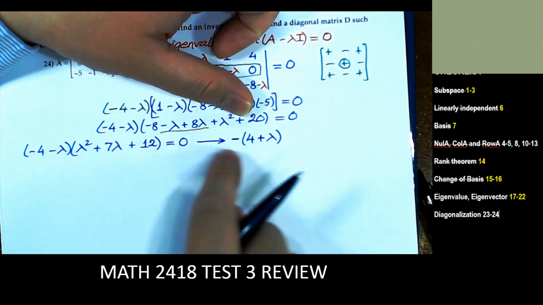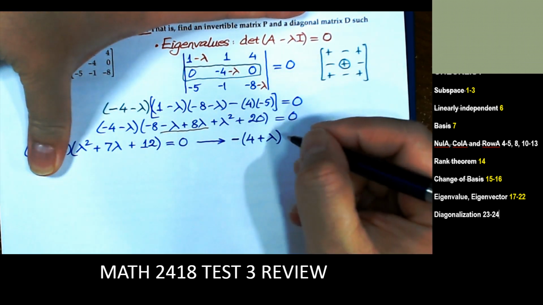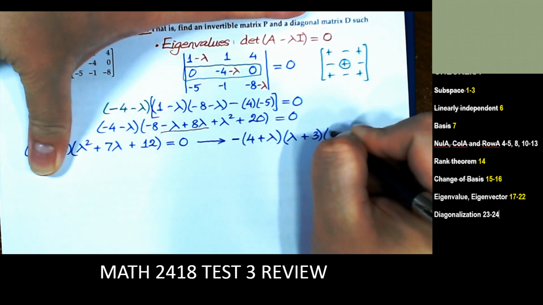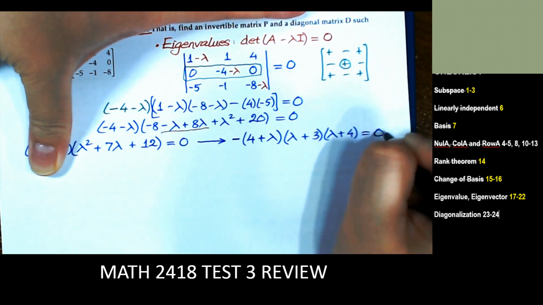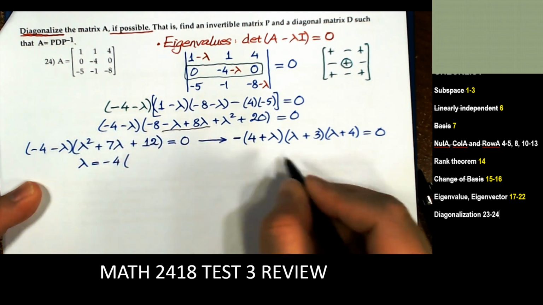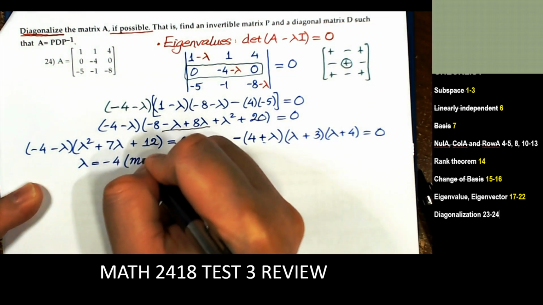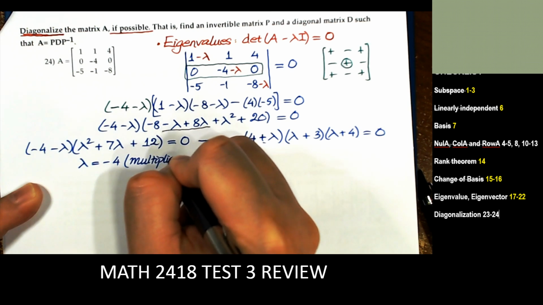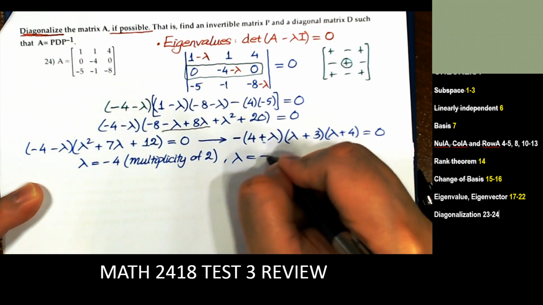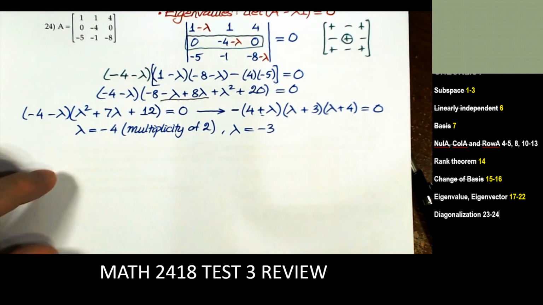So I factor the negative out, and we have this. Then we have lambda square plus 7 lambda plus 12. That gives us lambda plus 3, lambda plus 4 equal to 0. Now we factor it. We can say lambda equals negative 4 with multiplicity 2, because we have two factors like that. And then lambda equals negative 3. Right. So we have two eigenvalues. This one counts twice.